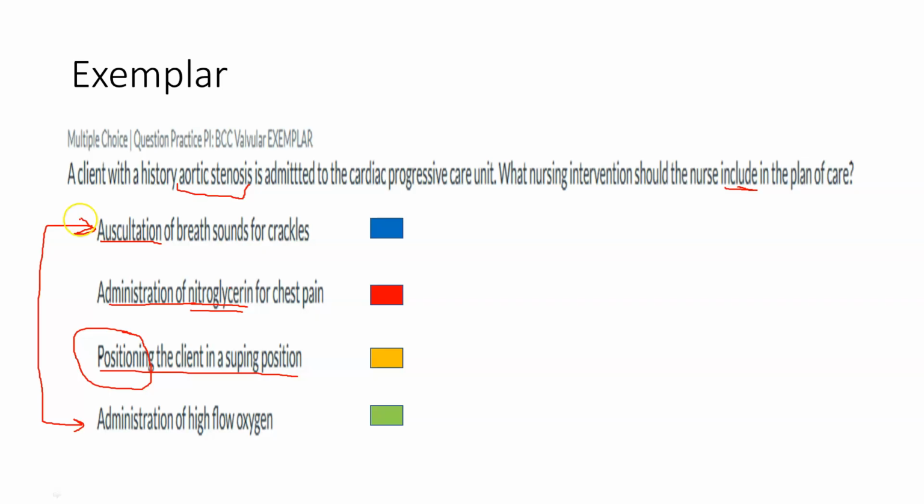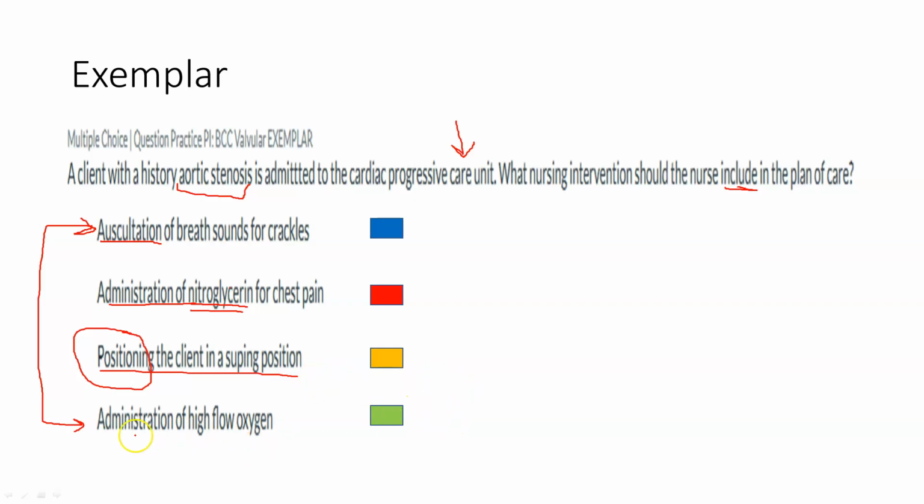Do I want to listen to breath sounds, or do I want to administer high flow oxygen? This is an airway, breathing, circulation answer. The problem with that, because you guys know I'm a big fan of ABCs, is that this client is not experiencing an acute change in condition.